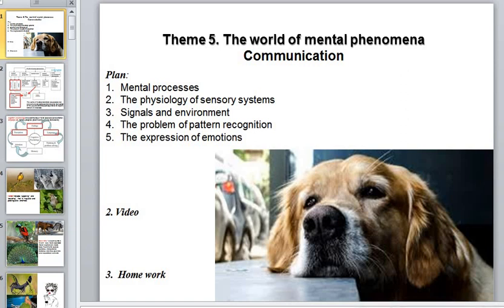And we continue studying psychology today and mental processes, and here we see this plan for today. At first we will talk about the mental processes in animals and the physiology of the sensory system, and connect it with the signals and environment and how animals can communicate with each other.